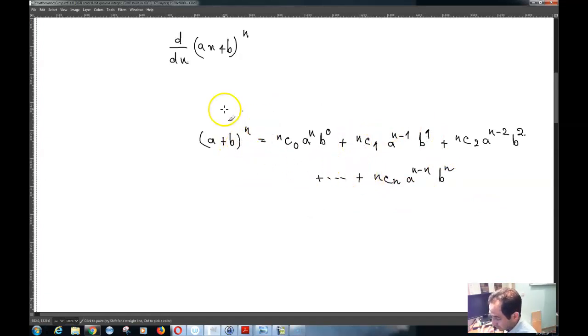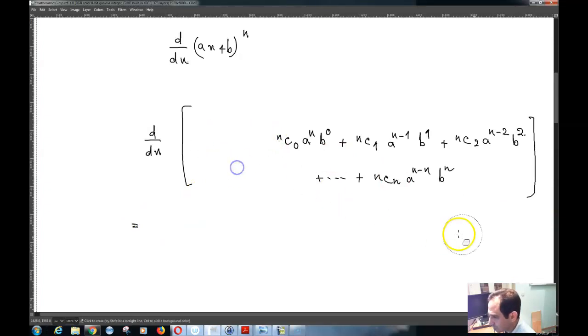So this is the expansion of this function over here. But then how can we calculate the derivative of this thing? I think we can try. If I want to take d by dx of this thing over here, this would be equal to, let's forget about this part, the derivative of just this part.